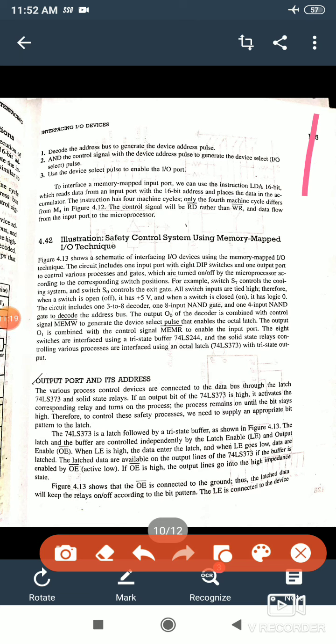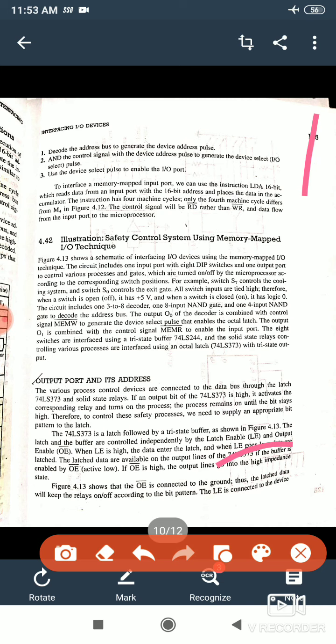You have to decode the address bus to generate the device address pulse, but here the whole address bus is used. Instead of an 8-bit address, you have to use a 16-bit address. After that you have to combine it with the control signal, but instead of IO read and IO write, you have to use memory read and memory write here, and you have to generate the device select pulse. The device select pulse is given to enable the IO port, and it can be a latch for the output device, or a buffer for the input device.